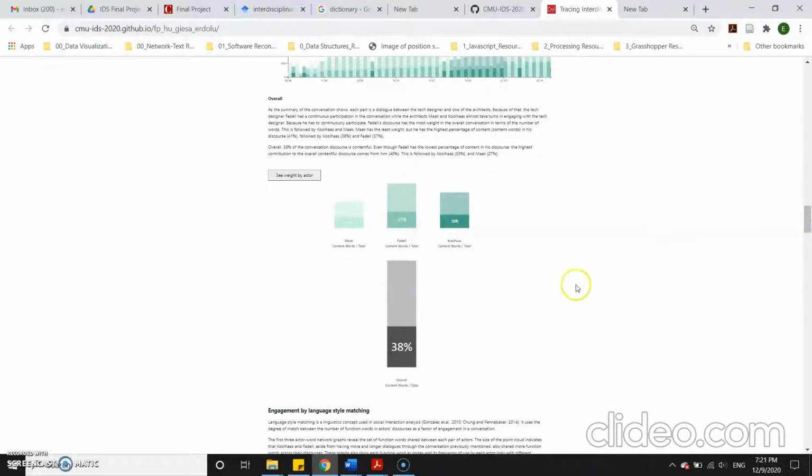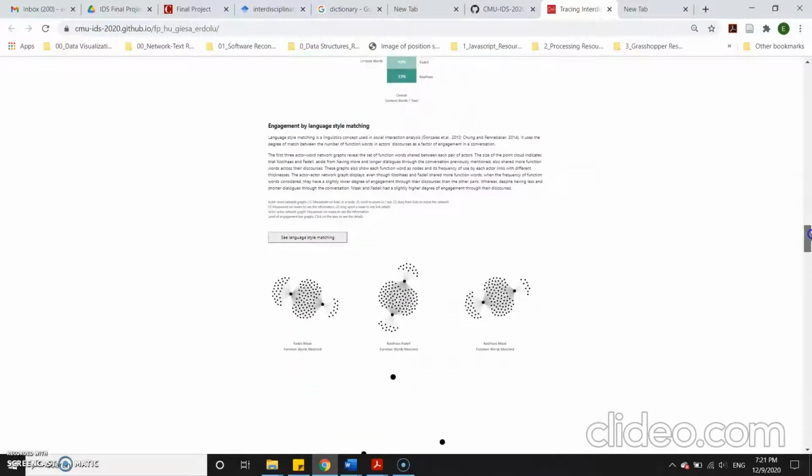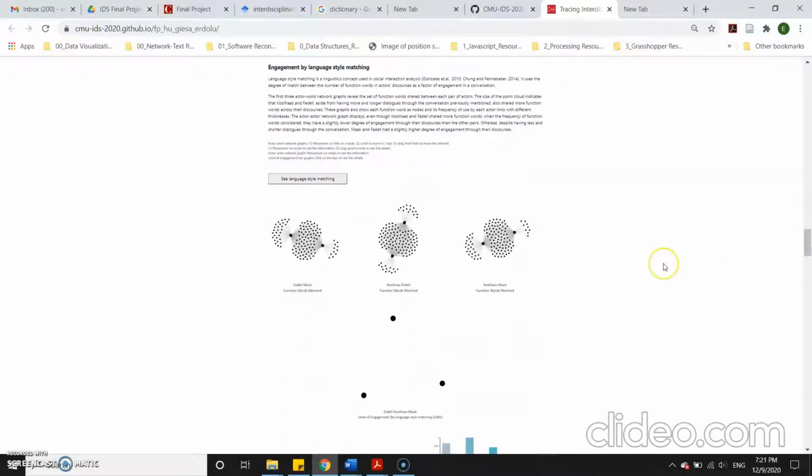Because of that, Padal's discourse has the most weight in the conversation in terms of the number of words, but Mark has the highest percentage of content words in his discourse. Overall, 38% of the conversation is contentful. Here, the user can also see the breakdown of that by actor. Even though Padal has the lowest percentage of content in his discourse, he has the highest percentage of contentful contribution to the overall. There are many other insights in this.